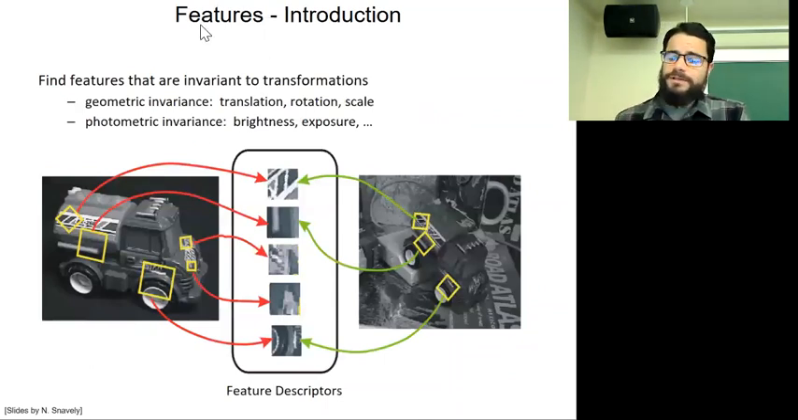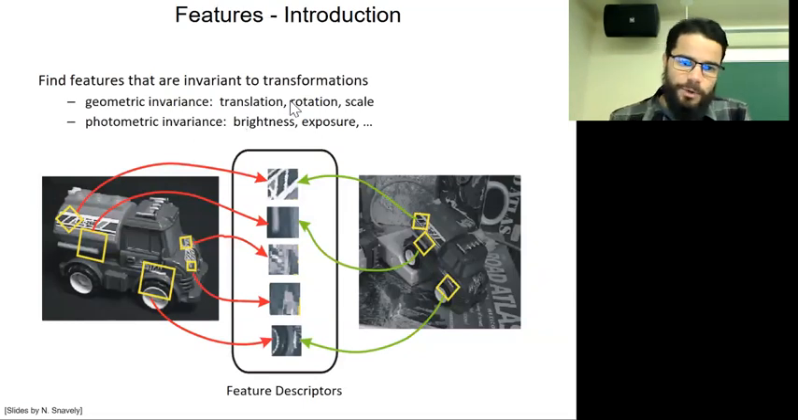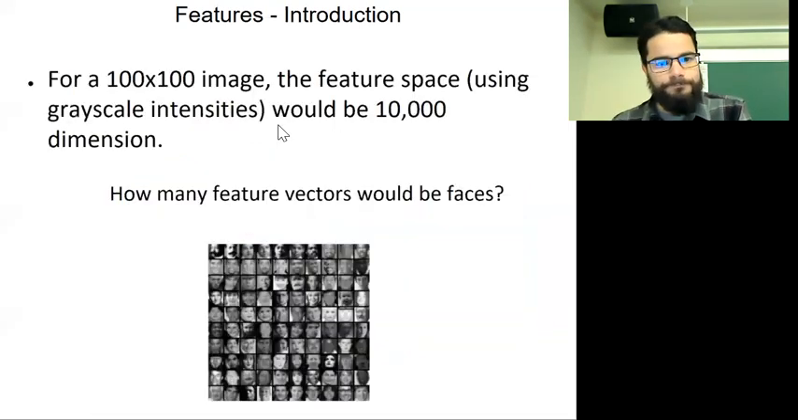The ideal characteristics of the features that we are looking for are the following. We want to find features that are invariant to image transformations, in particular, geometric invariance. So for translation, rotation, and scale, we want to find these features before and after these geometric transformations. And also photometric transformations, we discussed those, right? So if we change the intensities of each individual pixel, such as brightness and exposure, we want the features that we calculated before to be related to the features that we are calculating after.